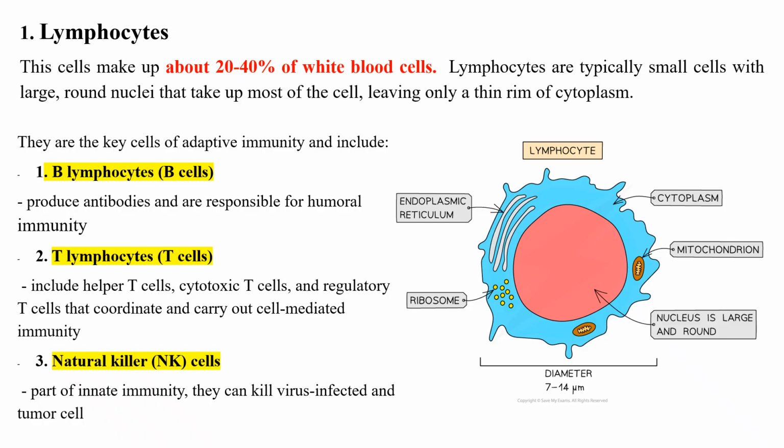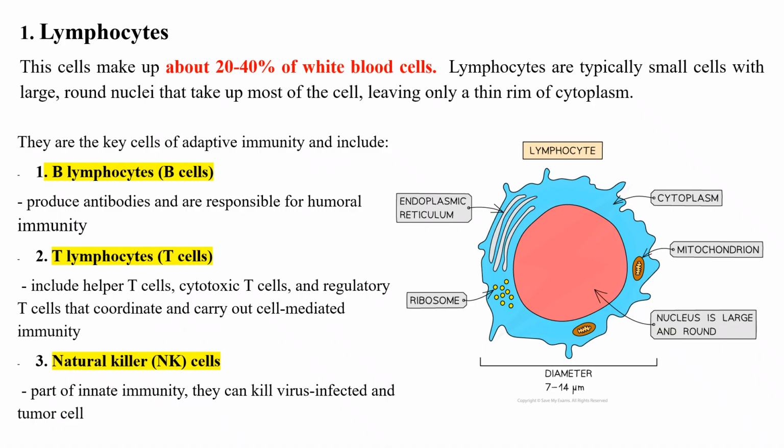Now, lymphocytes are not just one uniform cell type. They actually come in three important varieties, each with their own specialized function. First, we have B lymphocytes, or B cells. These are our antibody factory. B cells are responsible for humoral immunity, which means they produce antibodies that circulate in our blood and other body fluids to neutralize threats. Second are the T lymphocytes, or T cells.